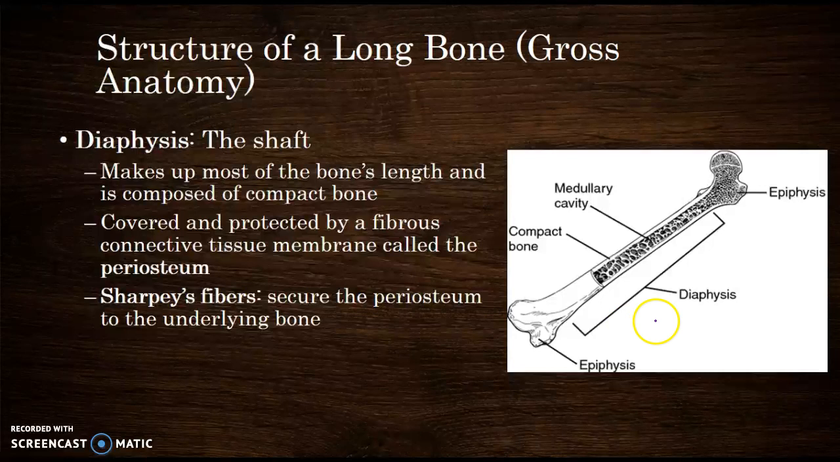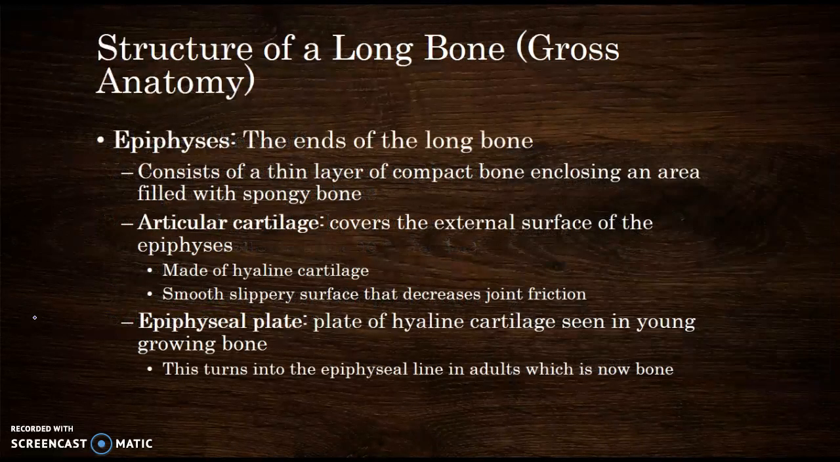The diaphysis right here is known as the shaft of the bone. So this is what's going to make up your bone's length. And it has a really tough connective tissue covering called the periosteum, which is secured down on the bone by what's called Sharpey's fibers. They kind of look like little needles almost sticking out, taking that connective tissue covering and laying it on top of the diaphysis.